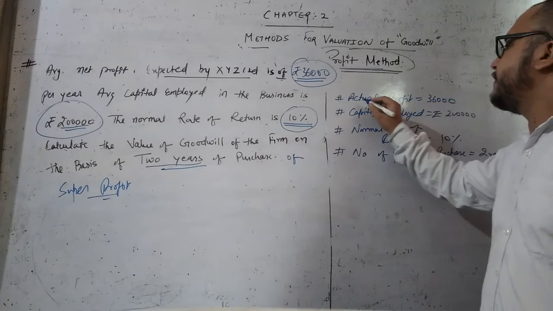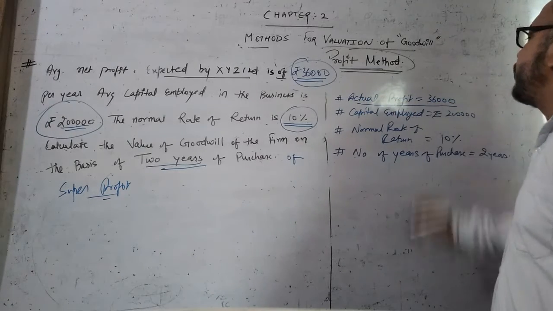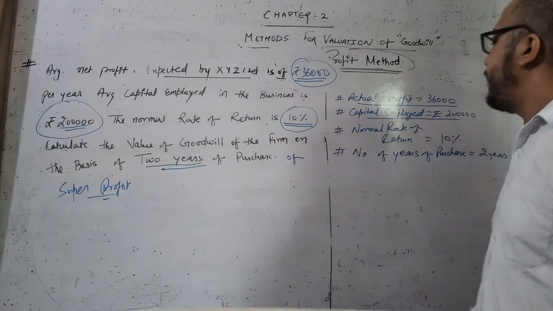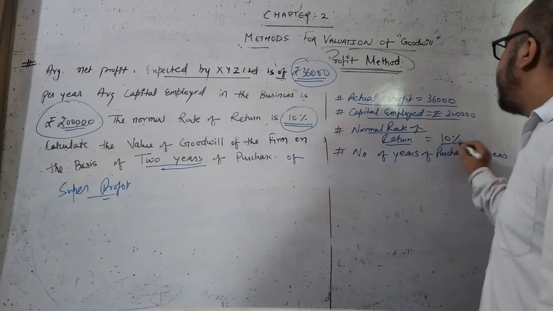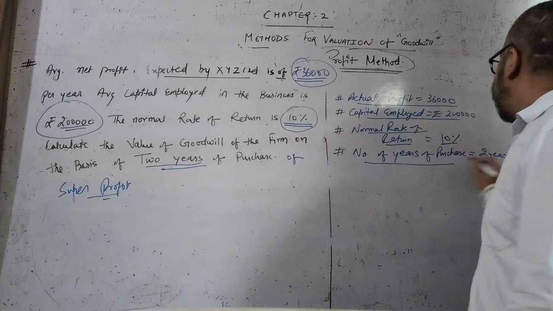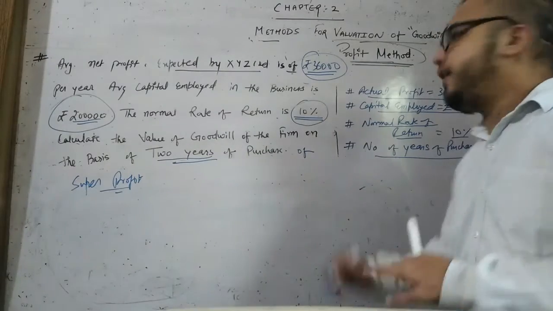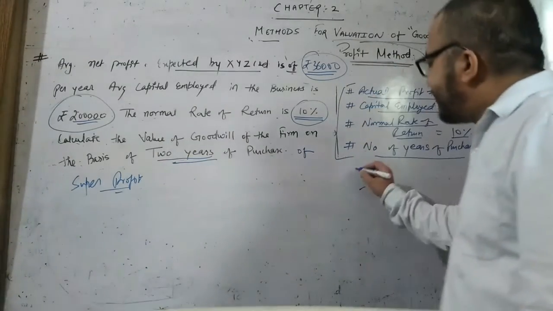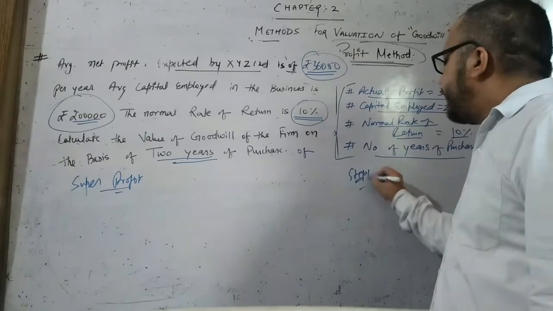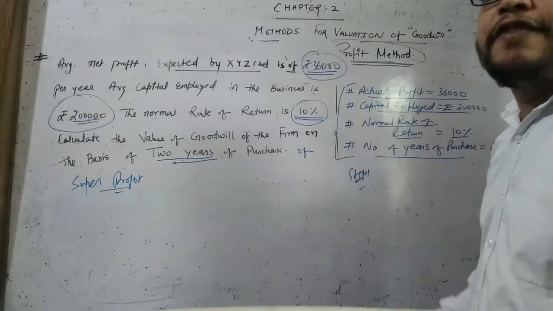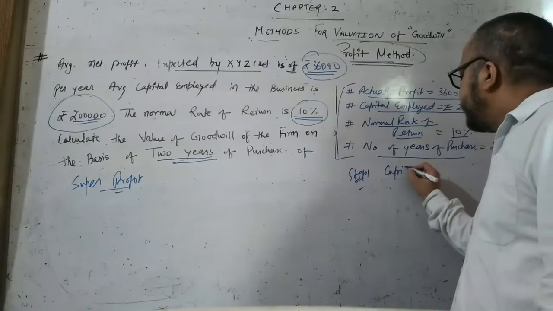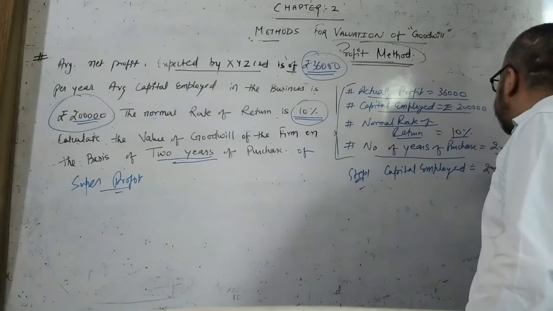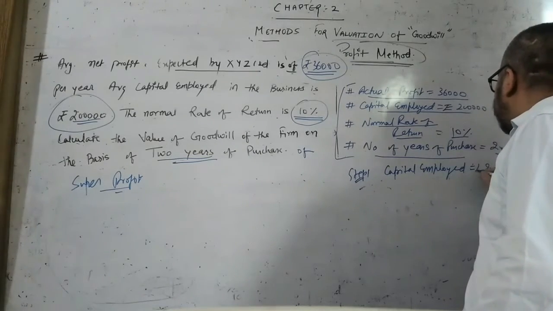Now, on reading the question, we will write down some important information. That information is: first, actual profit is given to us, which is rupees 36,000, capital employed is rupees 2 lakh, normal rate of return is 10% and number of years of purchase is 2. Now after writing all the relevant information, I am starting the solution. Step 1. If you remember, in step 1, I told you first we have to calculate capital employed. And in this question, capital employed is already given to us, which was rupees 2 lakh.